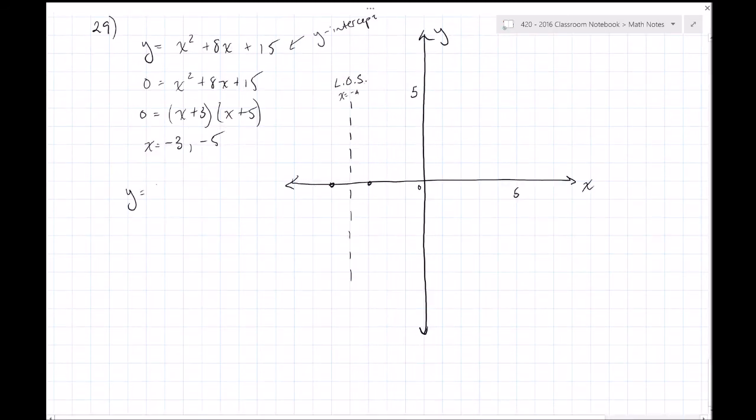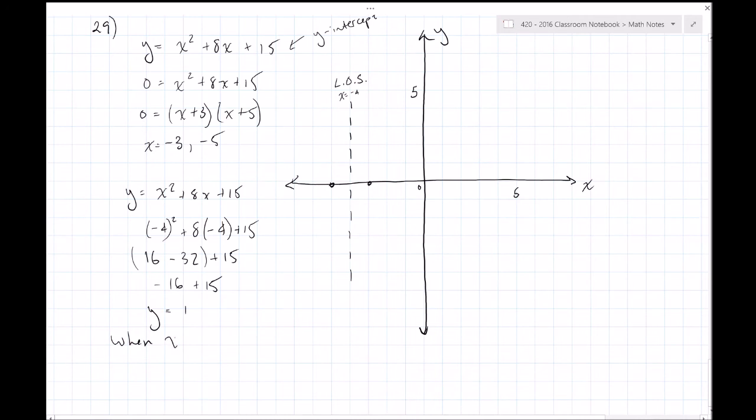Y is equal to x squared plus 8x plus 15. Now I put in my -4. -4 squared plus 8 times -4 plus 15. This is going to be 16 minus 32 plus 15. So 16 minus 32 is negative 16, plus 15 is 1. So y is equal to 1. When x is equal to negative 4, y is equal to 1. Therefore, the vertex is at negative 4, comma 1. I can plot my point there.